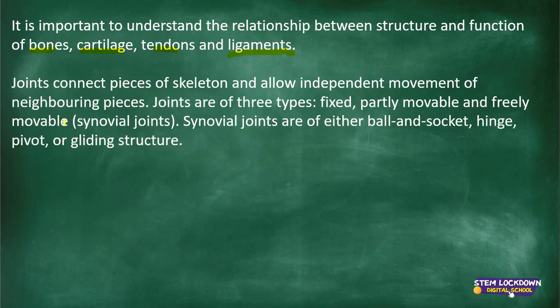Freely movable joints are also called synovial joints, which are of either ball and socket, hinge, pivot, or gliding structure. You're in grade 10, so I'm sure you remember these, especially the hinge, the pivot, and gliding structures. You did a lot of these when you were still doing technology. It just shows you the main point of the joints. Like the word is saying, a joint joins together pieces of skeleton. So you understand? Joints, the word gives it away.